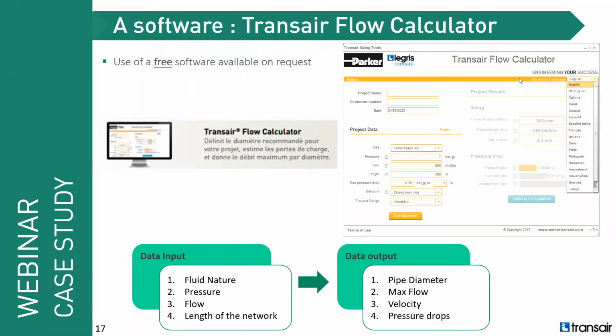Same goes with language. Once you have got all your input data inside the software, you just go size, diameter, and the software is going to calculate what you need for your project. In that case, for example, I will need a diameter of 50 millimeters for that loop. In that precise configuration, 7 bar and 500 normal cubic meter per hour. This is what we're going to use to size every part of the network.